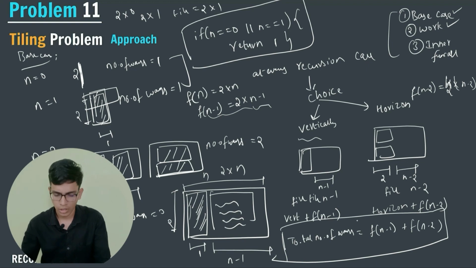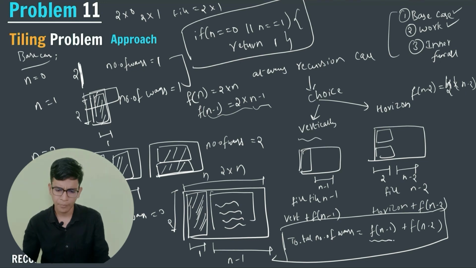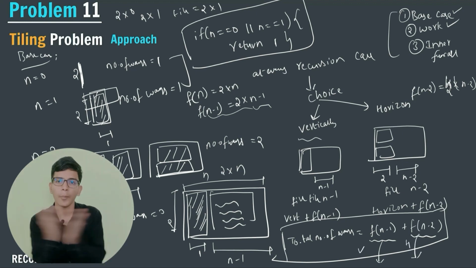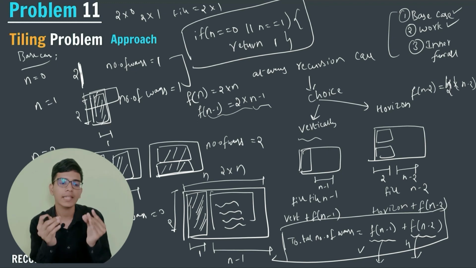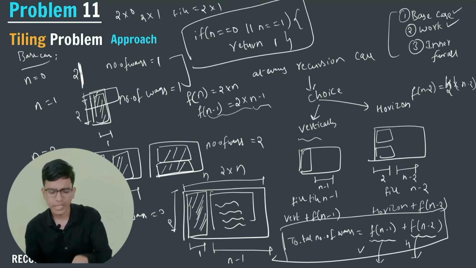Okay. So to calculate the total number of ways that can be possible for placing n number of tiles on the given area of my floor, the total number of ways will be vertical plus horizontal. So this thing will give me the vertical count, and this thing will give me the horizontal count. By adding these two, we can calculate the number of ways that can be possible to place our tiles on top of a floor. So this is the basic understanding.